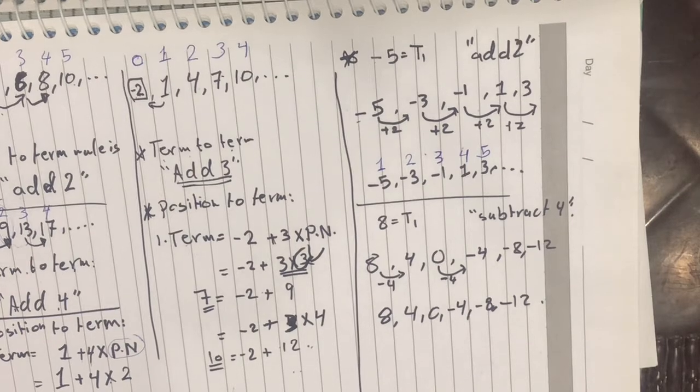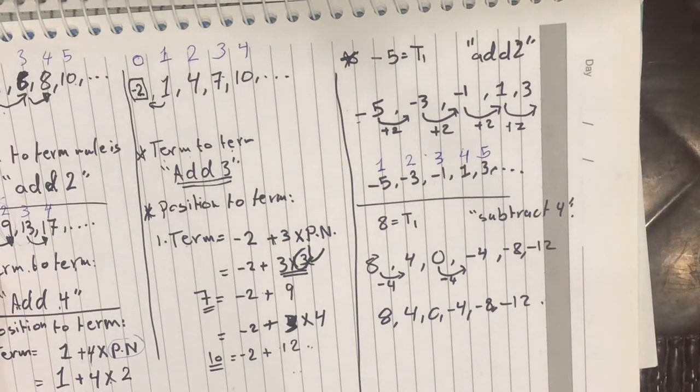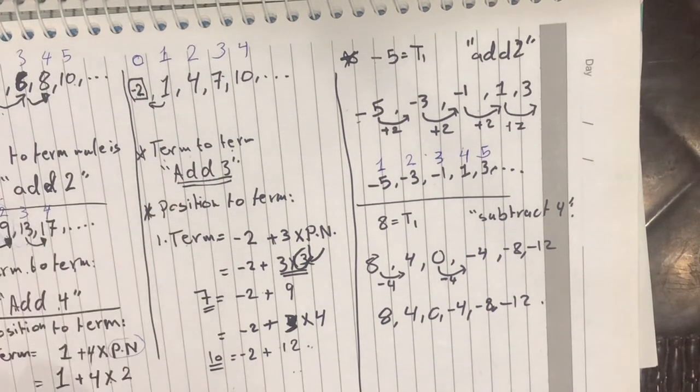This is how to find a sequence if I'm only given the first term and the term-to-term rule. And here we talked about how to find the term-to-term rule, and this is about the position-to-term rule.